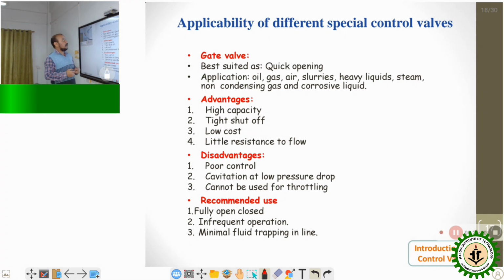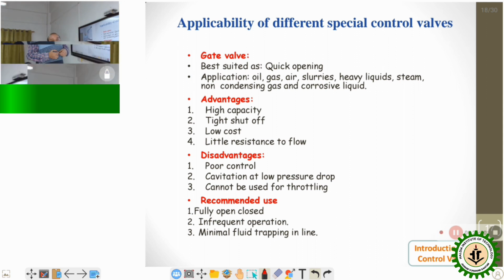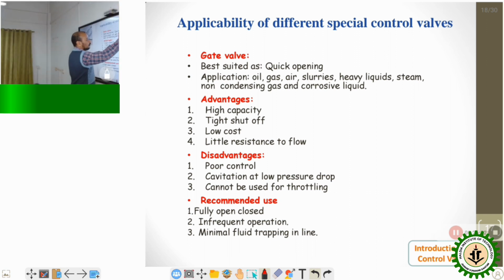So we have the applicability of different types of special control valves. We have gate valves for the discussion right now. The gate valve is mostly suited for the quick opening type of control valves, which we will discuss later on. The application areas are oil, gas, air, slurries, heavy fluids, heavy liquids, steam, and so on. Advantages: it is a high capacity control valve, that means a high capacity of fluid can be handled by this control valve. Tight shut off can be done. This is the advantageous point for the gate valve.